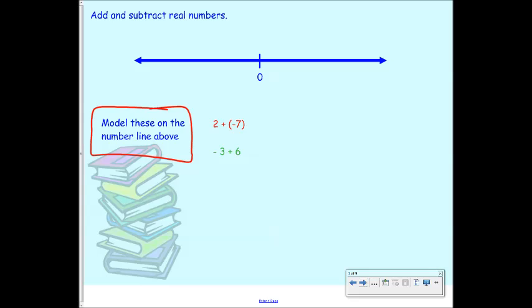So this one starts where? At positive 2 or negative 2? So I'm going to go to positive 2, and I'm going to put a dot there because that's where I'm starting. And then how many am I moving? Negative 7, which means which way am I moving? To the left. So I'm going to go 7 spots to the left. Do I count 0? Yes, good. Okay, so 1, 2, 3, 4, 5, 6, 7.